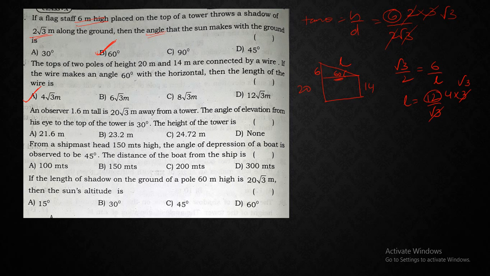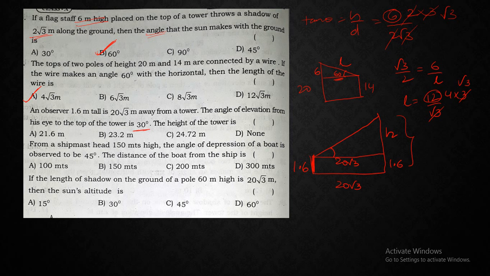Next, an observer 1.6 meters tall is 20 root 3 meters away from the tower. The angle of elevation from the eye to the top of the tower is 30 degrees, then find the height of the tower. Okay, so here the height of the observer is given. So the height of the observer is 1.6 meters. So this is nothing but the height of the tower. So if this is 1.6, this is also 1.6. So if I want to write the height of the tower, then I need to consider the sum of these two. Next, what has he given, the distance here is 20 root 3. So if this is 20 root 3, this is also 20 root 3 because it is a rectangle.